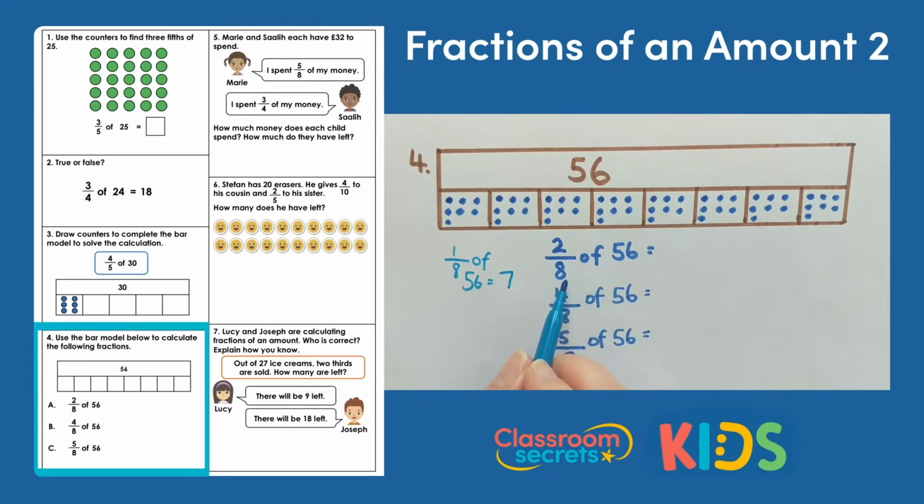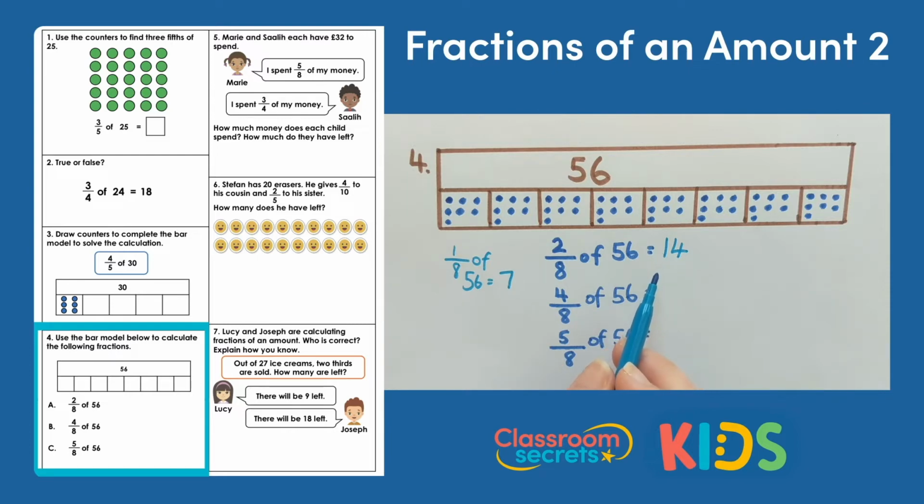So for this one, it says 2/8 of 56. So to work this out, I could take any two of these equal groups and count the total number of dots. For example, 1, 2, 3, 4, 5, 6, 7, 8, 9, 10, 11, 12, 13, 14. I can check that this answer is correct because I know that 2/8 is double 1/8. Therefore, the answer to this calculation should be double the answer to this. And I know that double 7 does indeed equal 14.